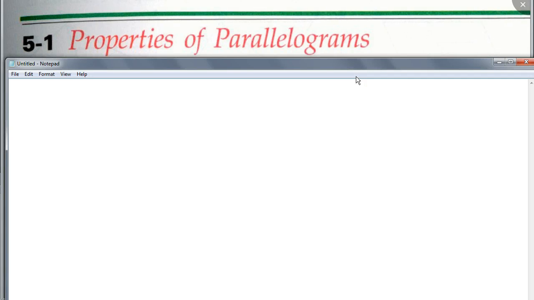Today we're going to talk about properties of parallelograms. All right. Anybody know what a parallelogram is? Raise your hand. So we're going to define it for you before we start, of course. Tony, what do you think, sir?